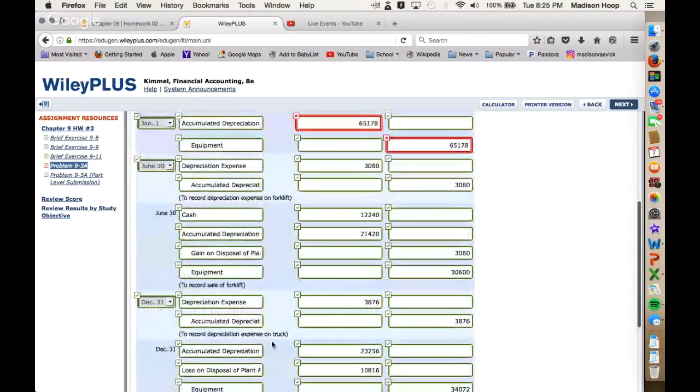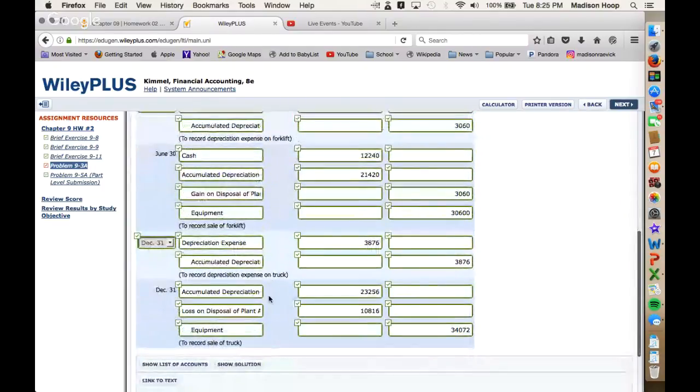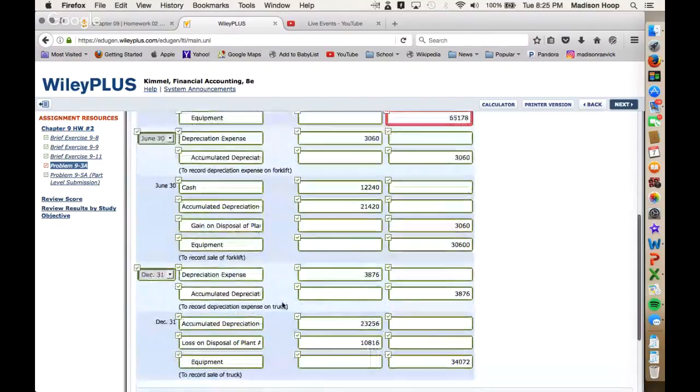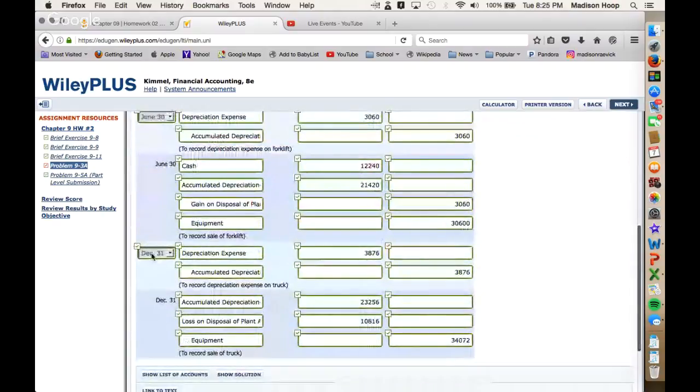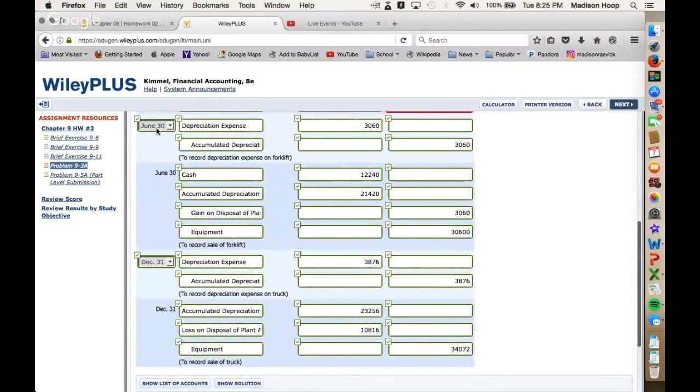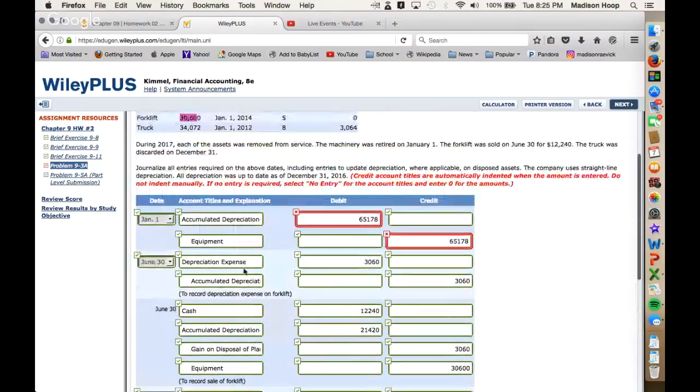The last thing we have to do is record depreciation expense on the truck and record the sale of the truck. Because the truck was discarded on December 31st, that is the date we are going to use to journalize it in our books. It's going to be really similar to the one we just did. So we do depreciation expense, accumulated depreciation, and we figure that out.